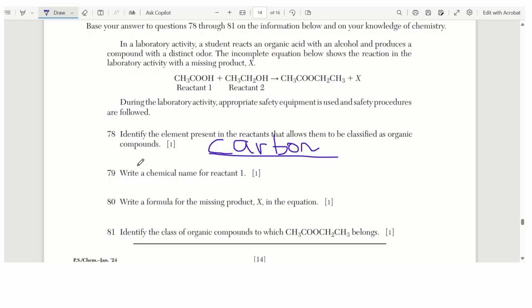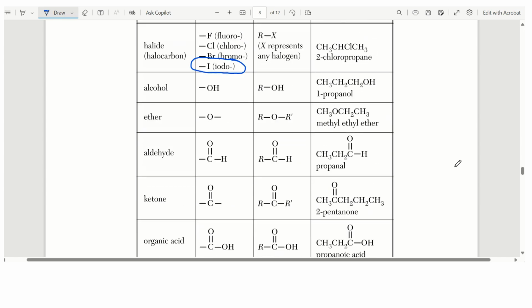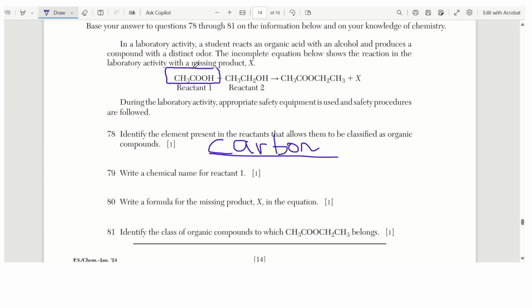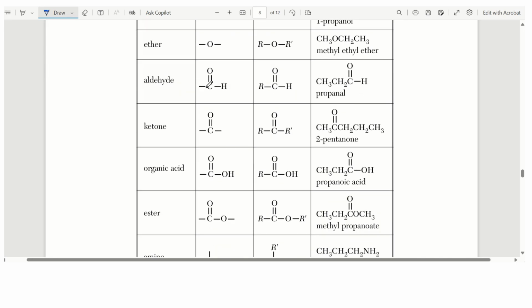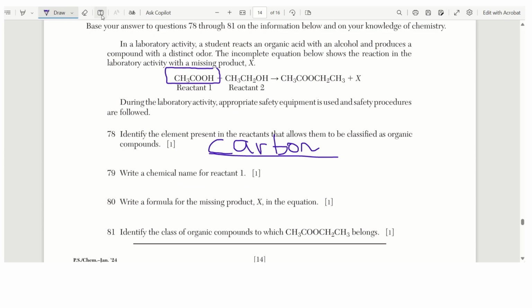Bam. Okay. Write a chemical name for reactant 1. So here's reactant 1. Where do I find help with naming this? I got to go to table. So go to table R. And now if you see, I'm looking for something that ends with COOH. So this just ends with OH. No, this is COH. Aha, look at this. COOH. Okay. So that's an anoic acid. So the name is going to be something anoic acid.